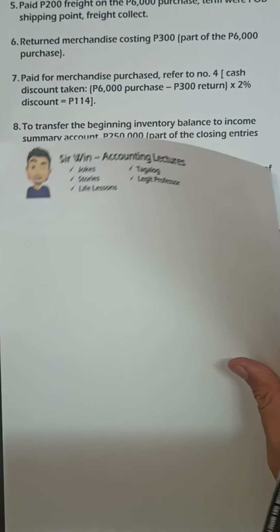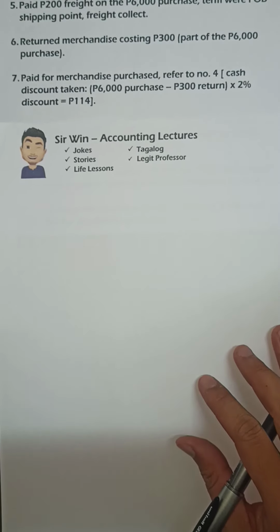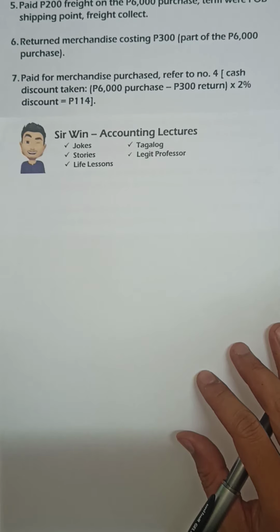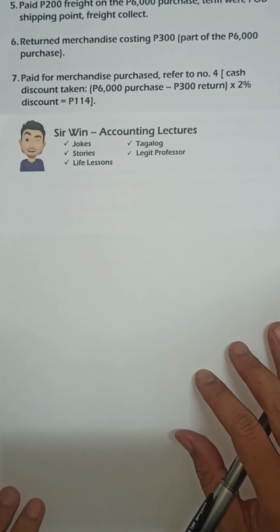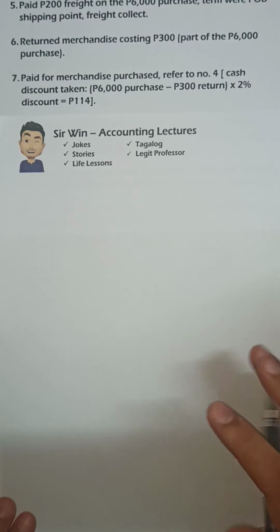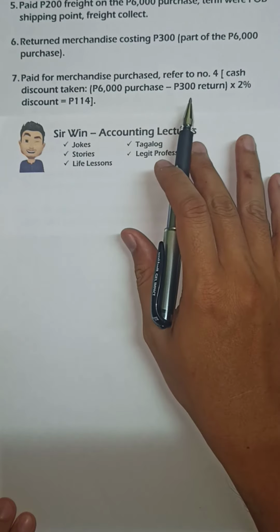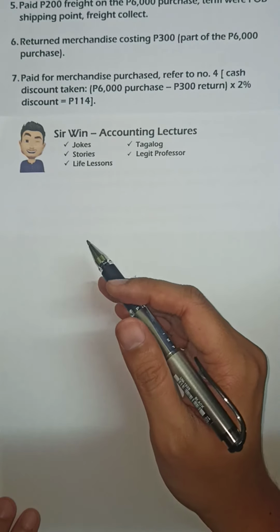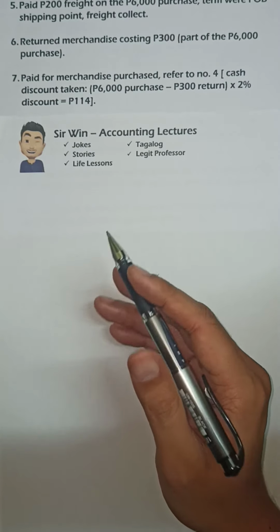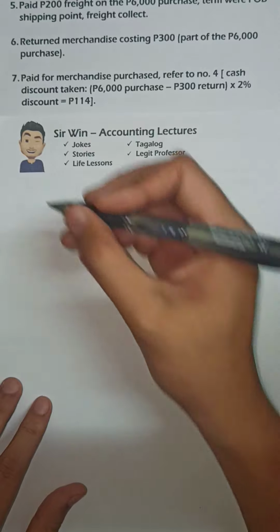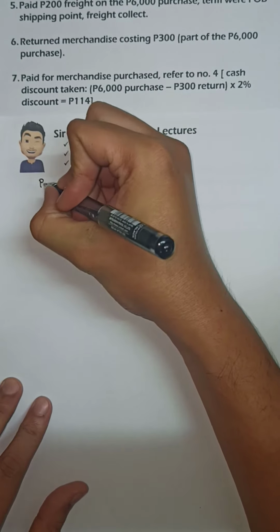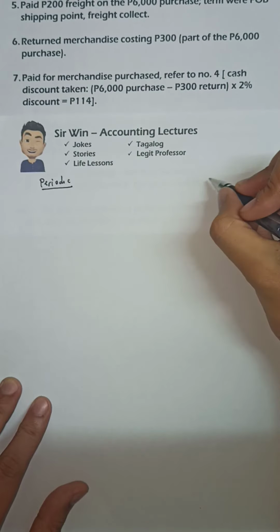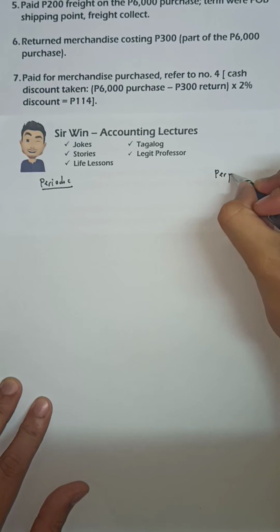Now, let's move on with the 7th transaction. Ang sabi dito, paid for merchandise purchase. Refer to number 4. Cash discount taken is actually 6,000 minus the return of 300. Okay? Multiply by 2%. Therefore, the discount would be 114 ang sabi dun sa transaction. So again, what will be our entry under periodic method and under perpetual method? Okay?